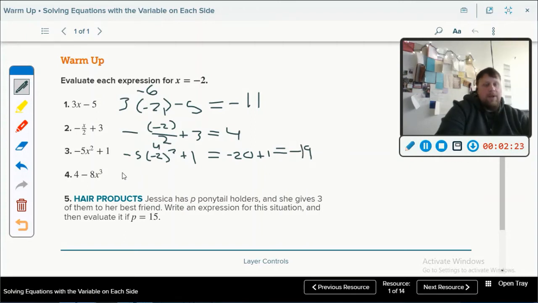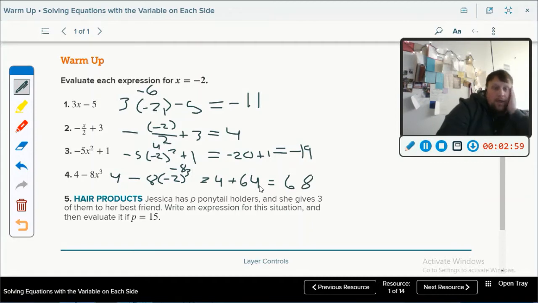There we go. And then last but not least, we have 4 minus 8 and x cubed, so negative 2 cubed. Now, negative 2 times negative 2 is positive 4, but times negative 2 again is negative 8. So we're going to end up with negative 8 times negative 8, which is going to get us 4 plus 64, because the negative times the negative is a positive, right? Which equals 68.